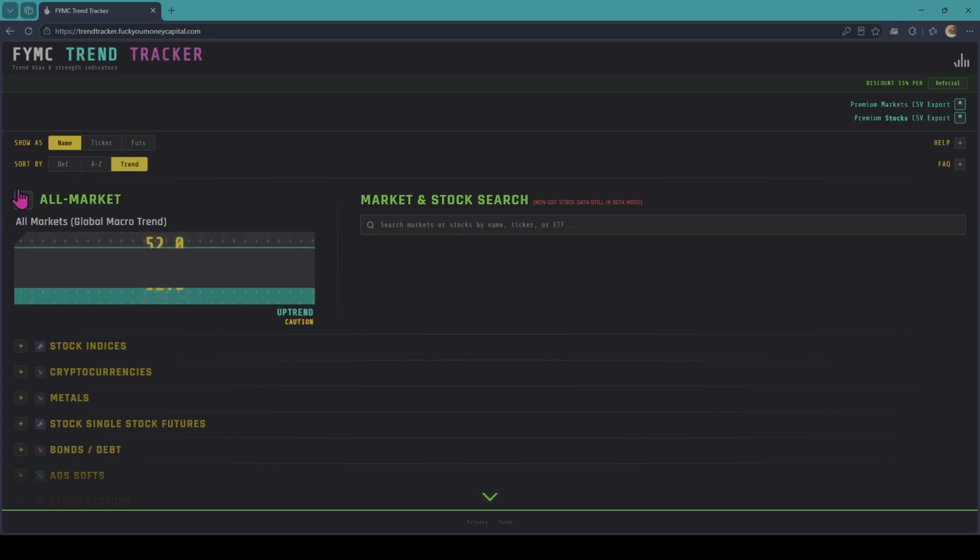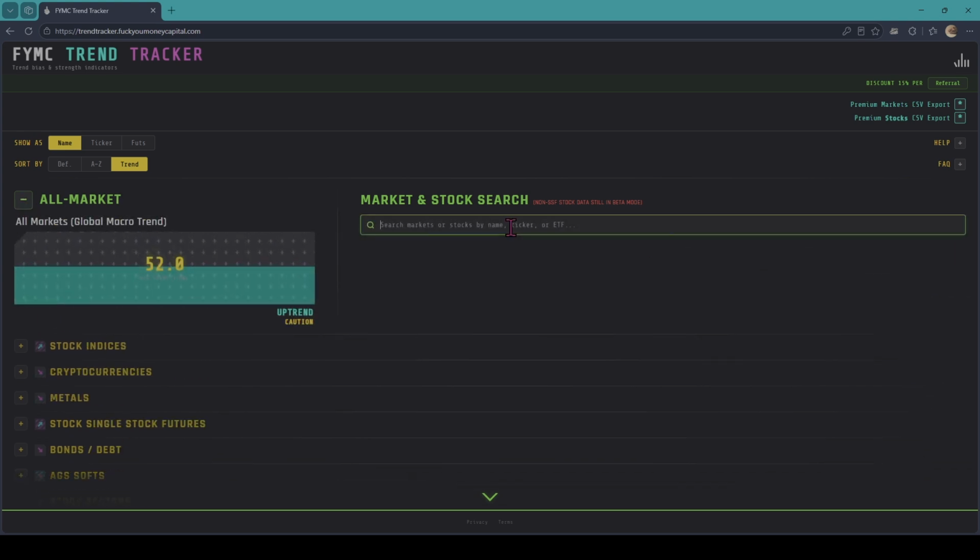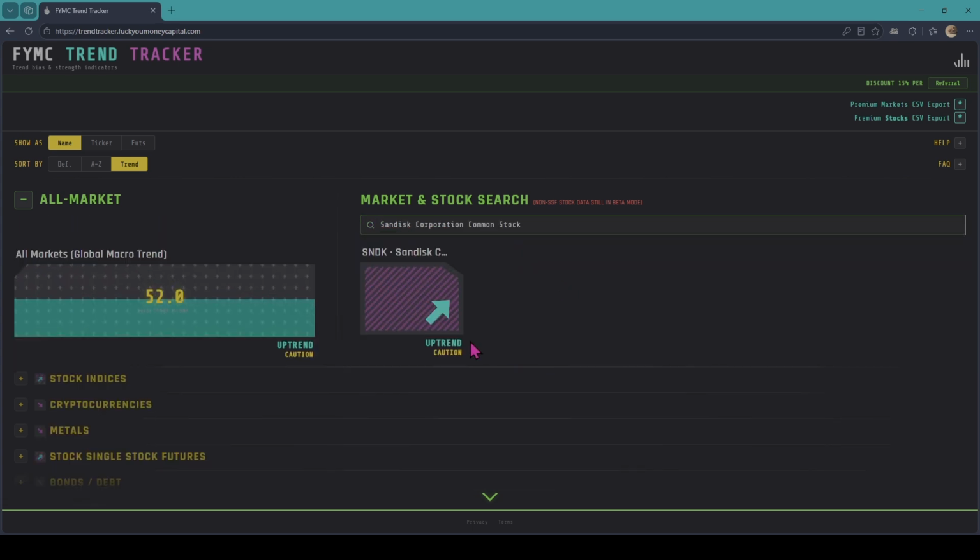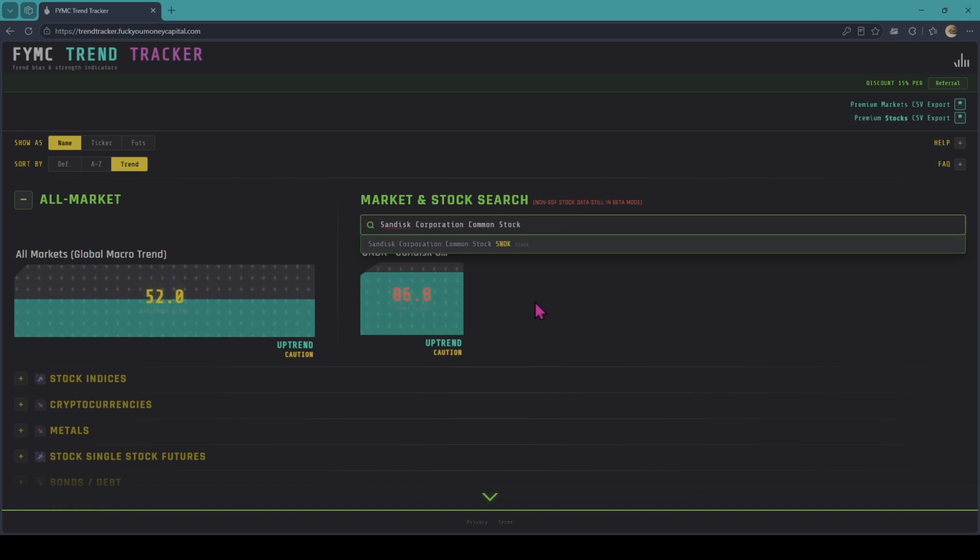The stock market search, it's market and stock search. So it's going to show any futures market, including where there are single stock futures. But there's also, at this point, around 2,000 individual stocks. So here's a good example: SanDisk. SanDisk is a very popular stock, but it does not have a single stock futures market coming. However, there is a notation that the stock data for non-single stock futures is still in a beta mode.